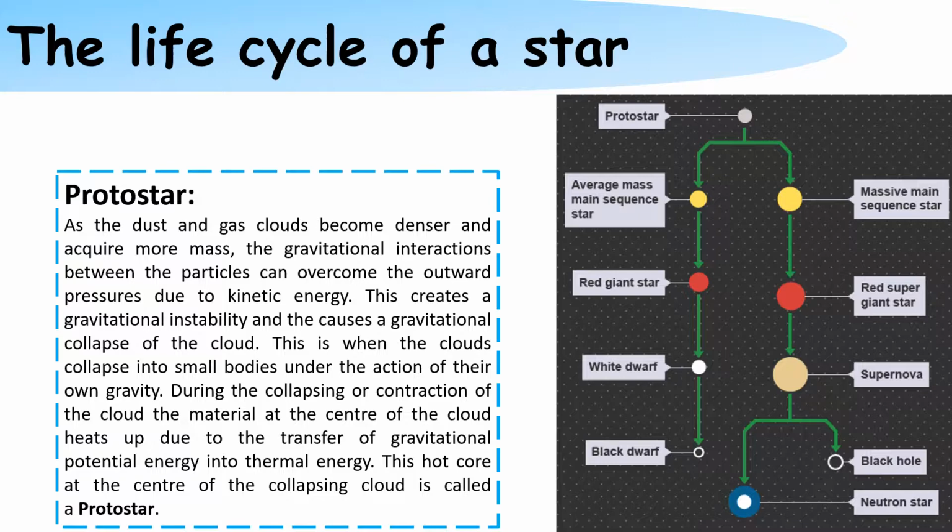During the collapsing or concentration of the cloud, the material in the center of the cloud heats up due to the transfer of gravitational potential energy into thermal energy. This hot core at the center is called a protostar.